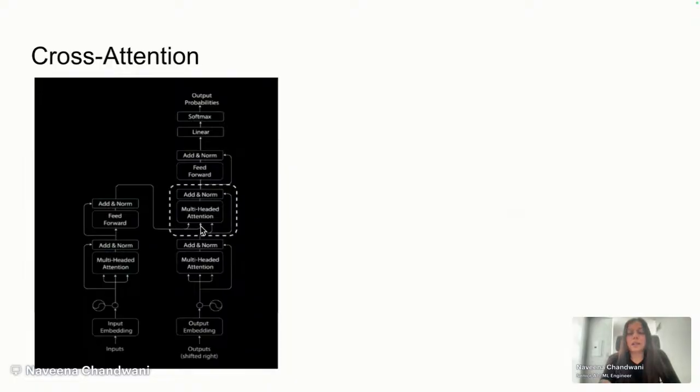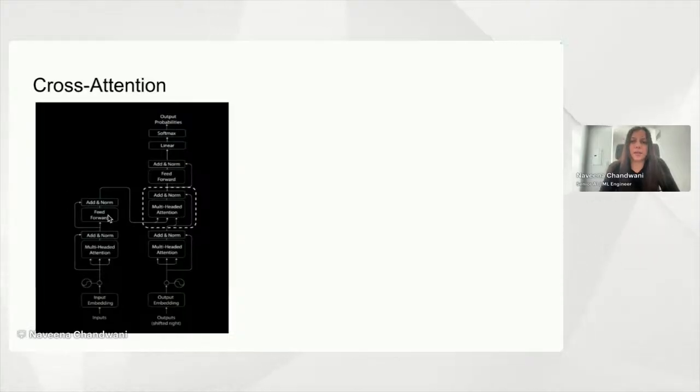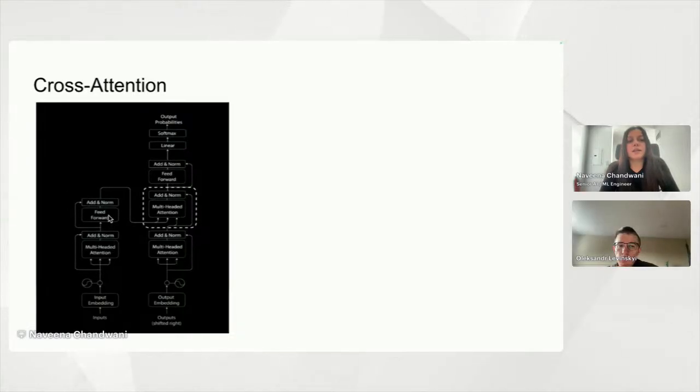So here, the query vector will be of the output word, and the similarity scores will be against the key and value vectors coming from the input side. And so this is referred to as cross attention.